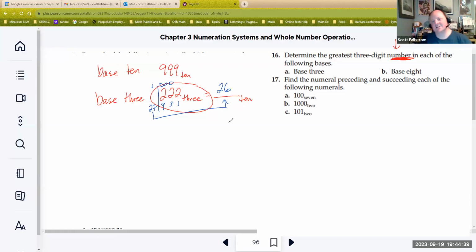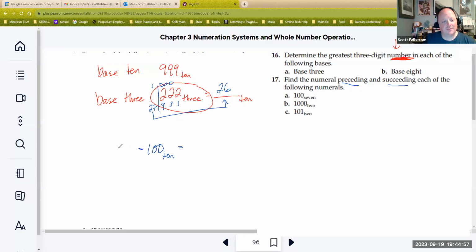All right, let's take a look. So yeah, there you go. You can do the next one. Find the numeral preceding and succeeding. So before and after. So picture this. If I gave you the number 100 in base 10, what's the number right before the numeral, in this case, right before, and the numeral right after?